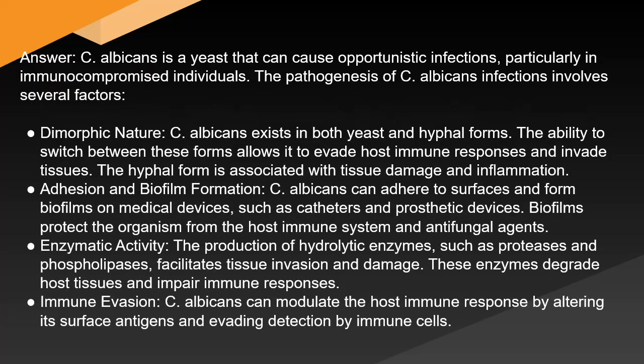Answer: C. albicans is a yeast that can cause opportunistic infections, particularly in immunocompromised individuals. The pathogenesis of C. albicans infections involves several factors. Dimorphic nature. C. albicans exists in both yeast and hyphal forms. The ability to switch between these forms allows it to evade host immune responses and invade tissues. The hyphal form is associated with tissue damage and inflammation.